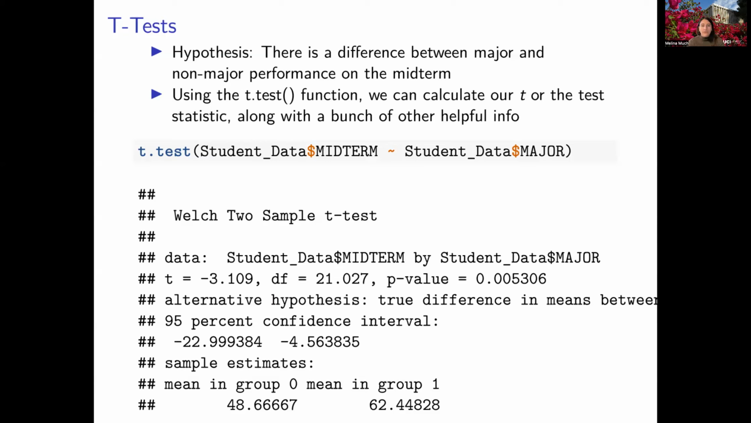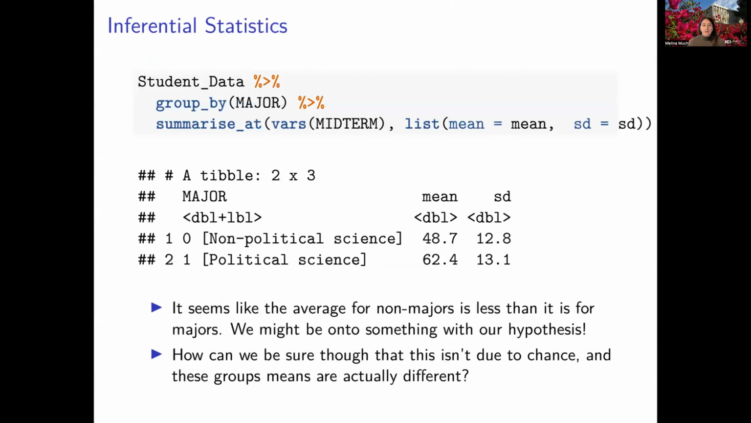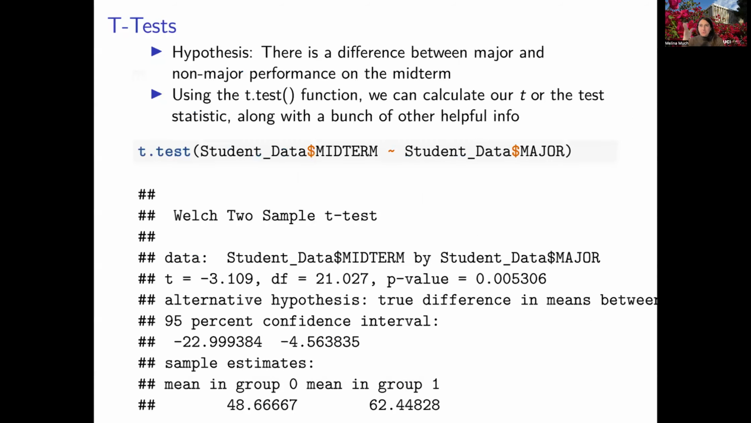Now there are a few different things I want to draw your attention to early on. If you go to the very bottom, we have the mean for each group. The mean for group 0, which is non-majors, is 48.66. The mean in group 1 is 62.44. Does that look a little bit similar? It actually just calculates it for you within the test statistic, right? Because we're comparing two different means, and then we're going to use some inferential statistics using the normal curve to be able to decide whether or not we think this is happening by chance.